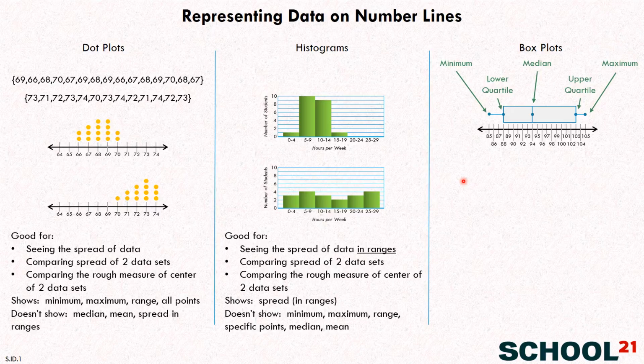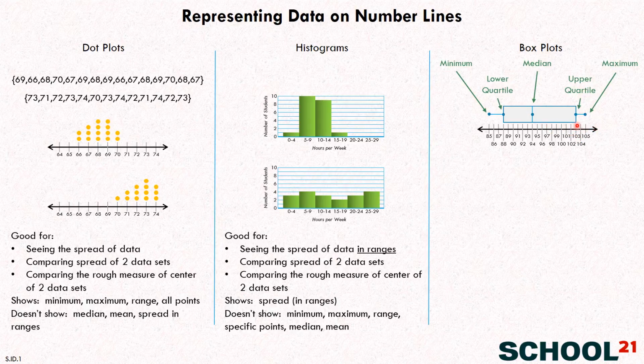So what we do is we say, this is the median of the data, and then we take this half of the data, the lower half, and we find the median of that. So it's kind of the middle of the lower half. Does that make sense? Yeah. And then we have this fancy word for it called the lower quartile. And then we do the same thing with the upper half, and we call that the upper quartile.